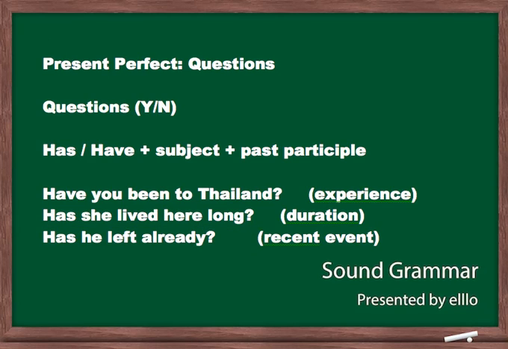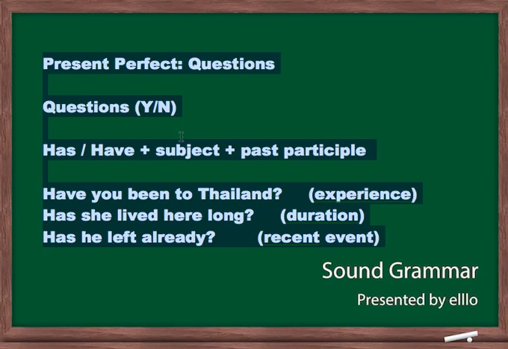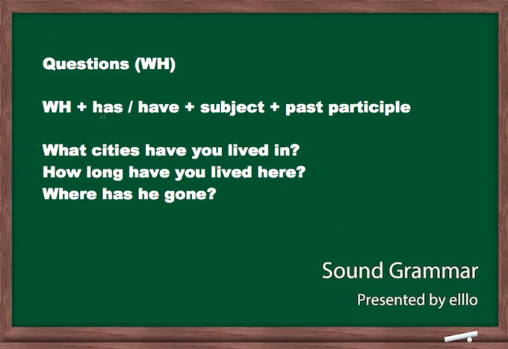So let's go ahead and look at WH questions. WH questions, very, very similar. So you just have to put WH in front of it. So it's the same, but you just have to have WH. So, example, experience. What cities have you lived in? Or duration. How long have you lived here? Or recent change. Where has he gone? He was here. So that's how you would make the WH.